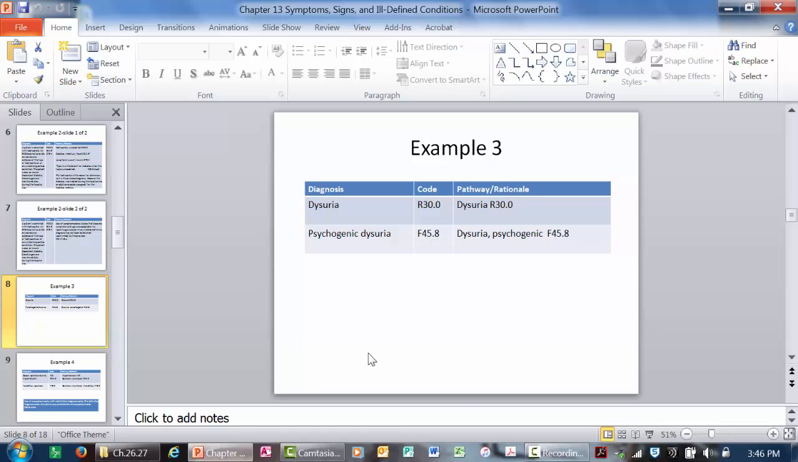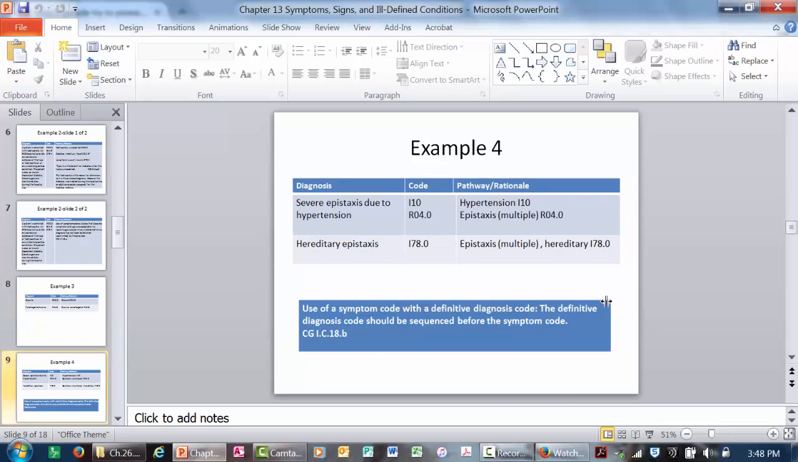So always be sure you're reading your diagnostic statement carefully. Here is epistaxis, where the epistaxis is a symptom, in this case of someone with hypertension. It's coded separately because it's not an integral component. Not everybody that has hypertension has nosebleeds. So we do code it as a symptom along with the hypertension. But if we were looking at the description of a hereditary epistaxis, then we would have a totally different code, I78.0.